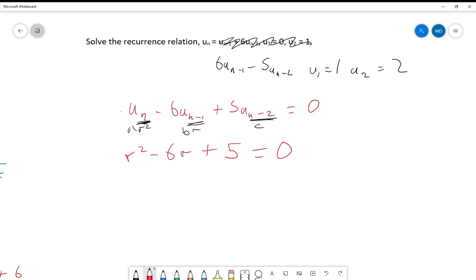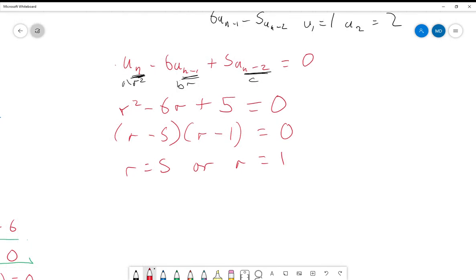And the fact we can just jump straight to that makes this much, much faster, because we just factorize it. Sometimes they won't factorize. If they don't factorize, you just jump to the quadratic formula or similar. r minus 5, r minus 1 equals 0. That gives us r equals 5 or r equals 1.